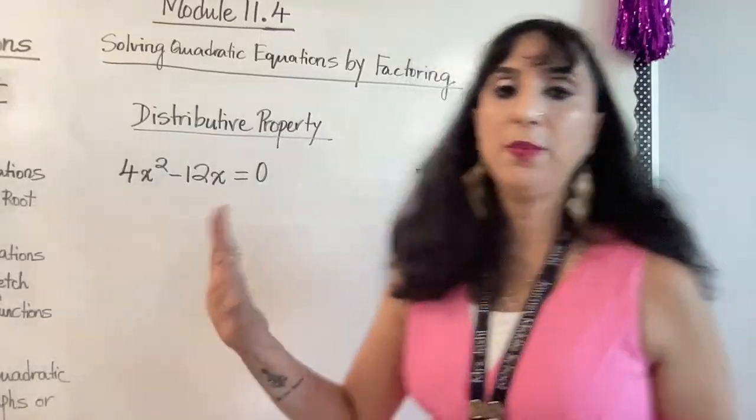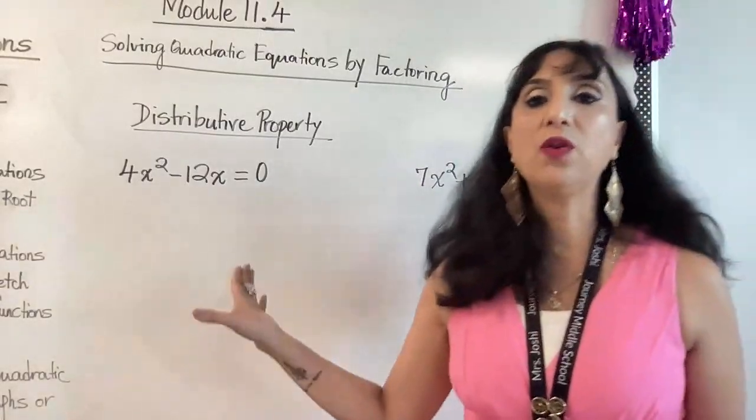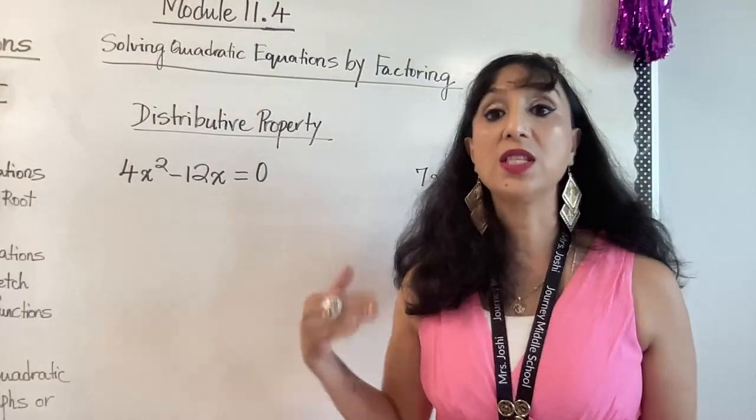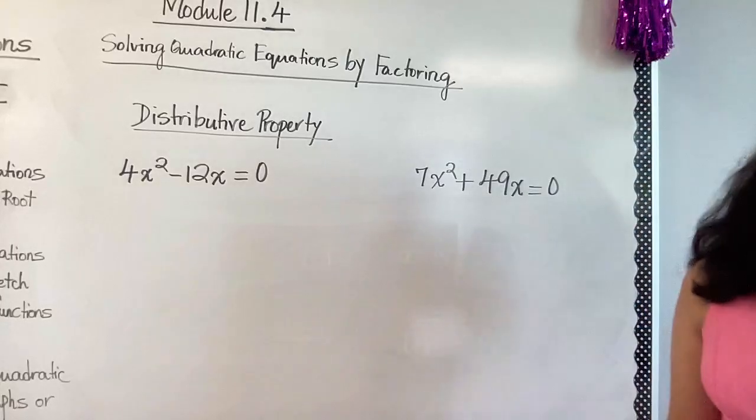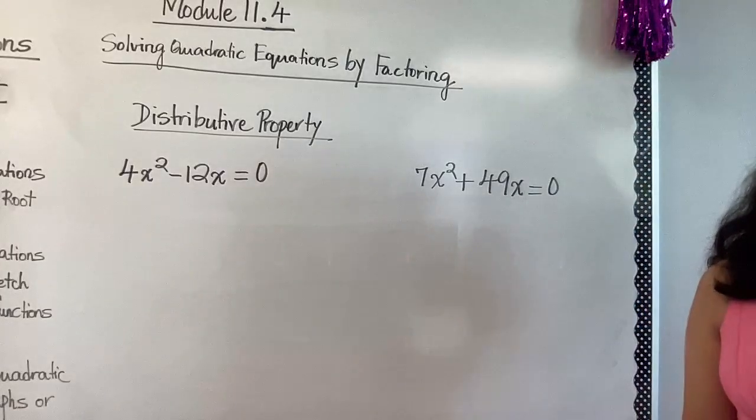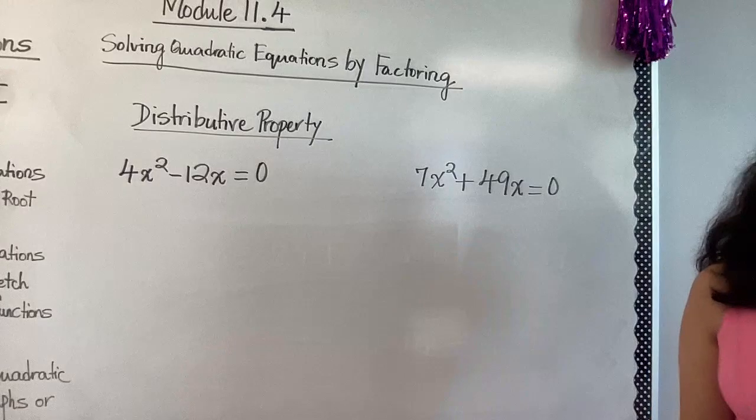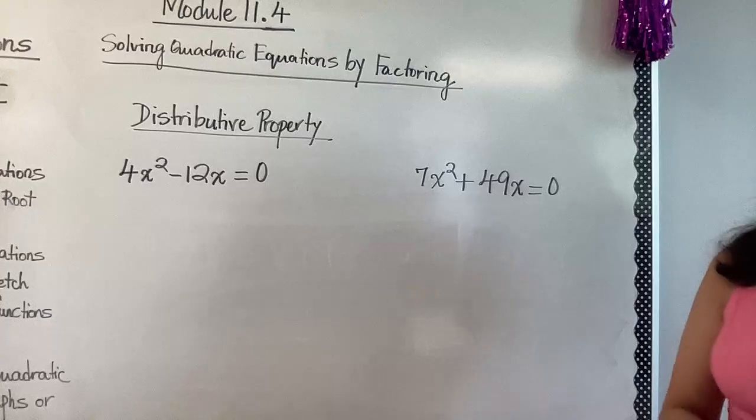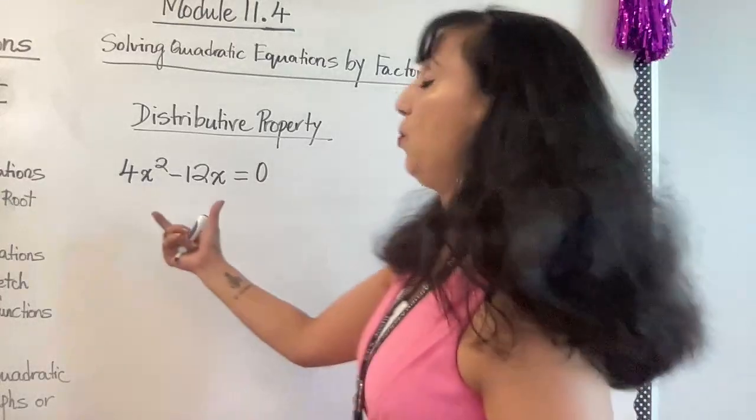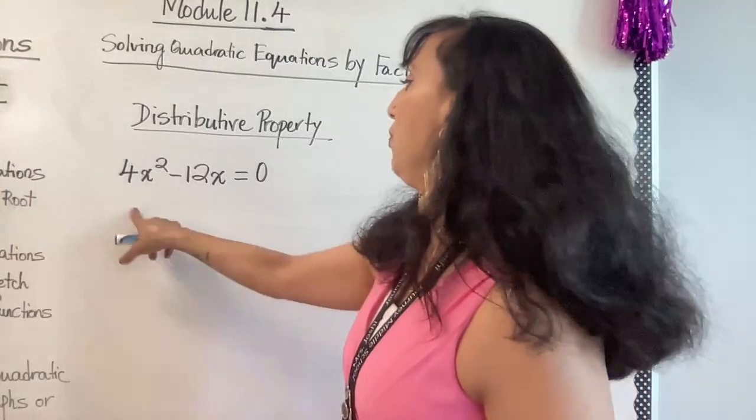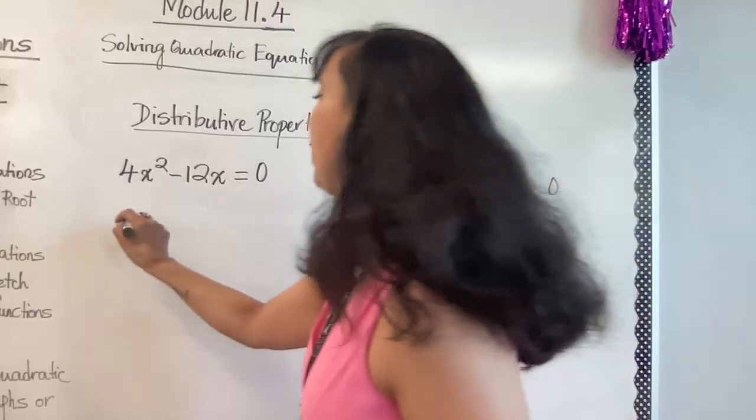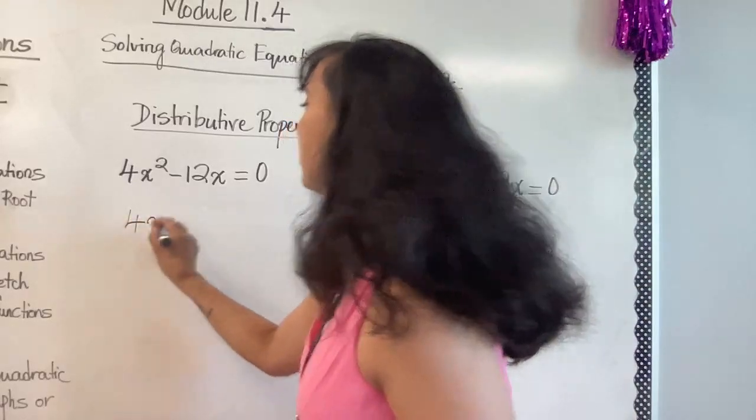All right, so I've put two problems up on the board, and we are going to solve these using the distributive property. Okay, so the first thing, let's look at that one. We have 4x squared minus 12x is equal to 0. And so we are going to factor by using the distributive property, and we have done this in the past. What is the greatest common factor? Okay, so over here, what is common to both? I can see I have 4x.